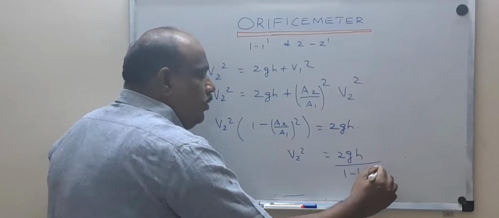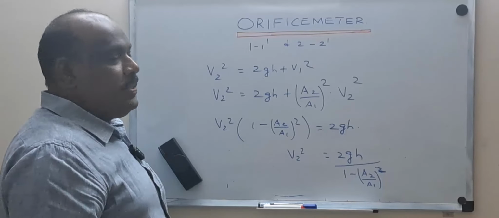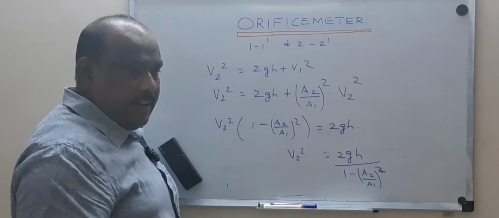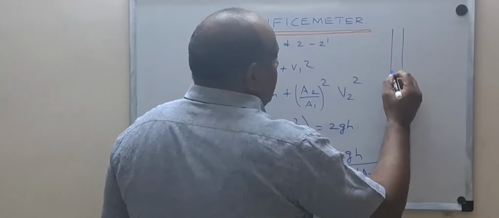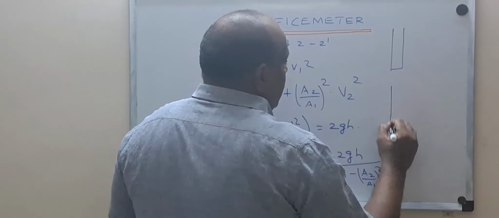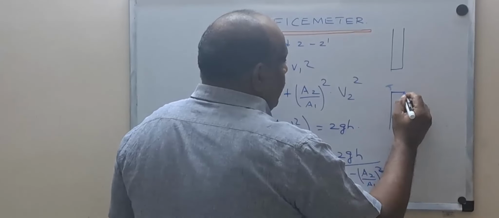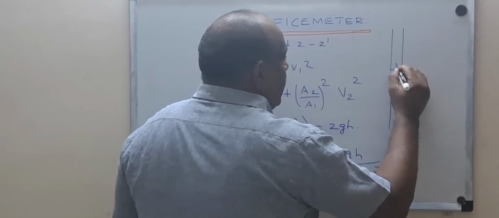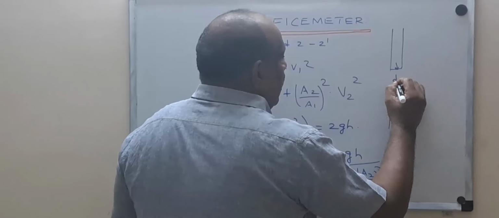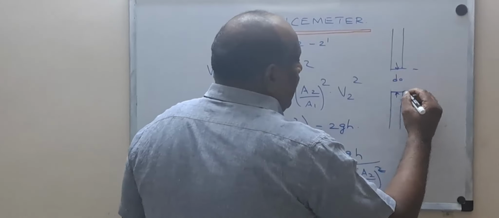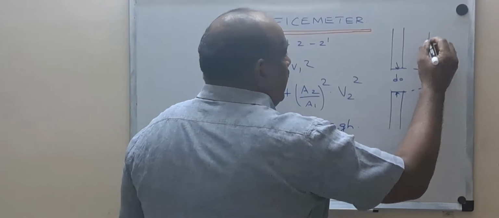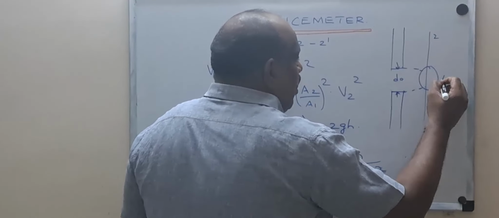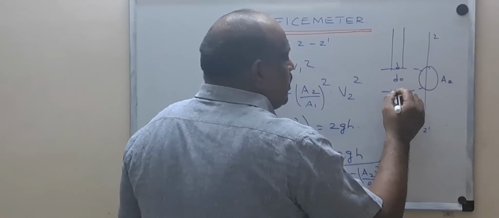But do we know A2? What is A2? The area of the vena contracta. I will recall the diagram. Here is the orifice plate. This diameter is D0. And there is a minimal area at some location. Let us say this location is 2. So this area is nothing but A2.